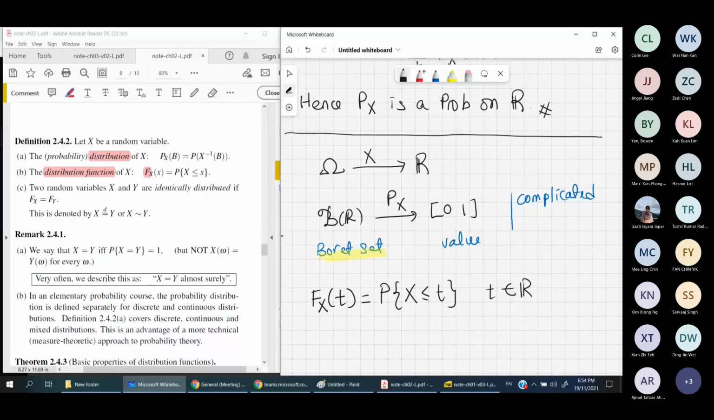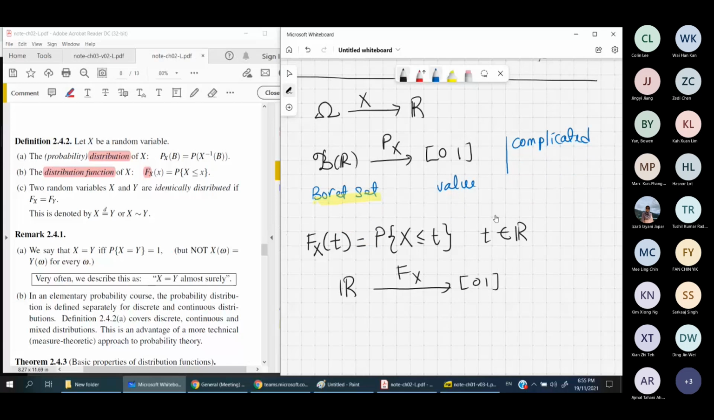t is a number, so that means now we can see this distribution function Fx is defined on R. So that's why in a way this is not that complicated, it is simpler because of the domain, because it's defined on numbers only instead of sets. That's why sometimes it is easier to use distribution functions to analyze things.